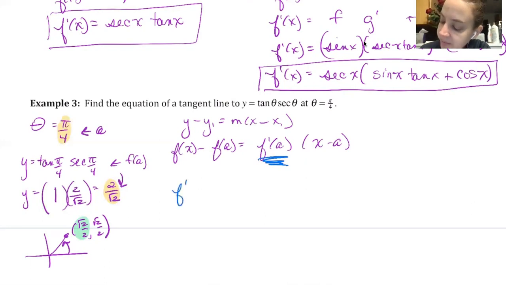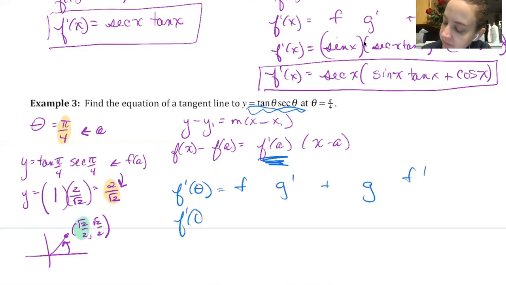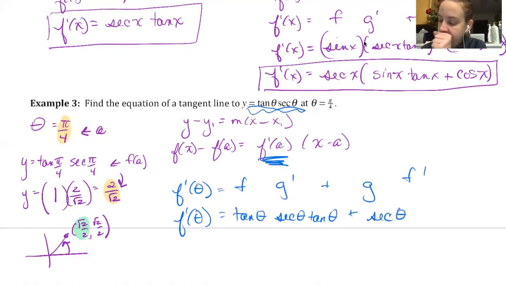So f prime of A, let's go with f prime of theta for now, is the derivative of the original. I have a tangent times a secant, so that's a product rule. The first term is tangent theta. G prime, the derivative of secant, is secant theta tangent theta. G is secant theta. And f prime is the derivative of the first one, the derivative of tangent is secant squared. Okay, now that's the derivative.